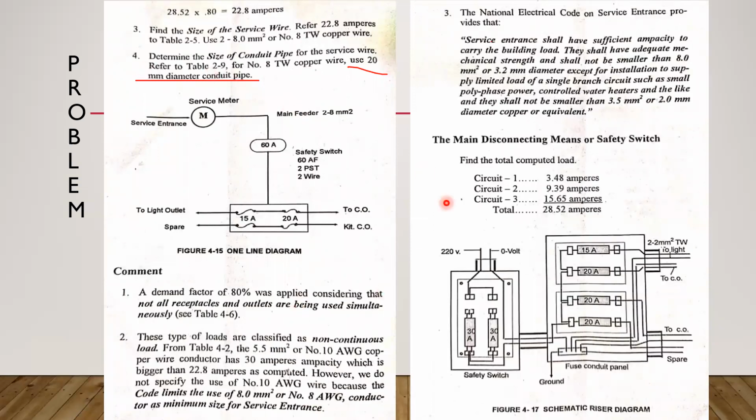So this is our one-line diagram. Dun sa ating circuit number 1, dun sa ating lighting outlet, 15 amperes. Dun sa ating circuit number 2, yung ating convenience outlet is 20 amperes. Doon sa ating kitchen other loads, yung water heater, and etc. 20 amperes ang kanyang computation. And para sa ating spare, bibigay tayo ng anticipated na 15 amperes. So that is our one-line diagram.